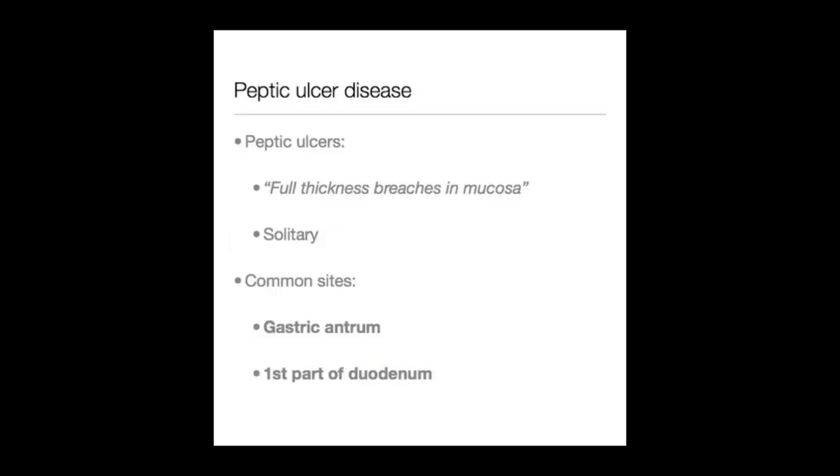So now I'm going to talk a little bit about peptic ulcer disease. Peptic ulcer disease differs from gastritis as there is a full thickness breach in the mucosa of the lower esophagus, stomach, or duodenum. Peptic ulcers are usually solitary and located in the antrum of the stomach or the first part of the duodenum. The vast majority are seen in patients with an antral predominant gastritis plus acid hypersecretion, while the remainder are most probably due to NSAIDs.